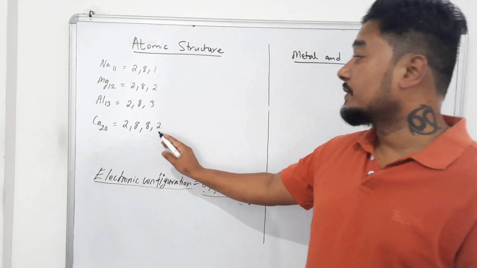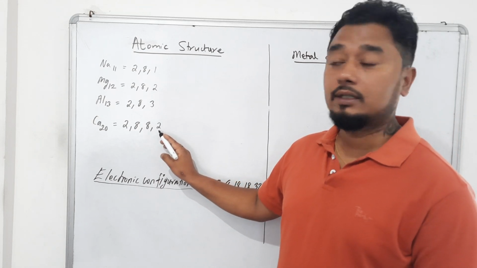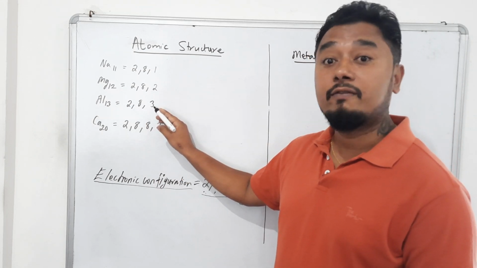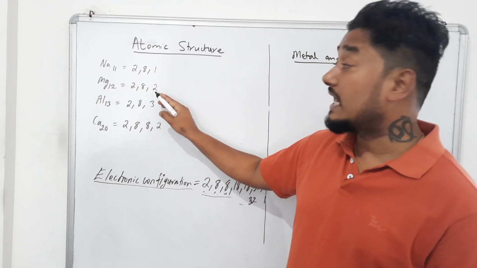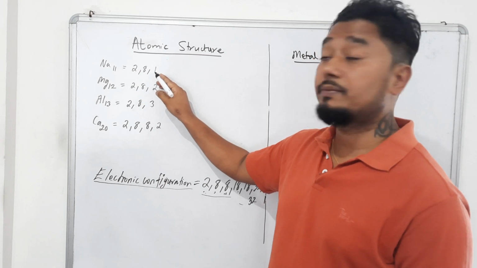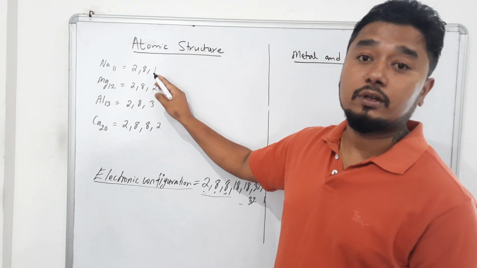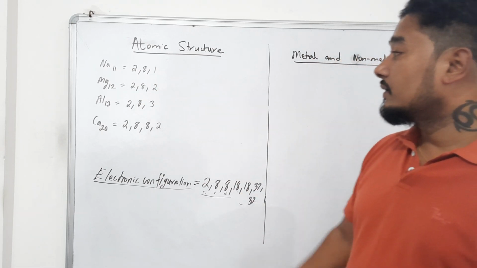Okay, and for calcium, this becomes the last cell, the valence cell. For aluminum, this becomes the last cell, valence cell. For magnesium, this becomes the outermost cell or valence cell or the last cell. Similarly, for sodium, this becomes your last cell, outermost cell or the valence cell, students. Now let us go for another one.